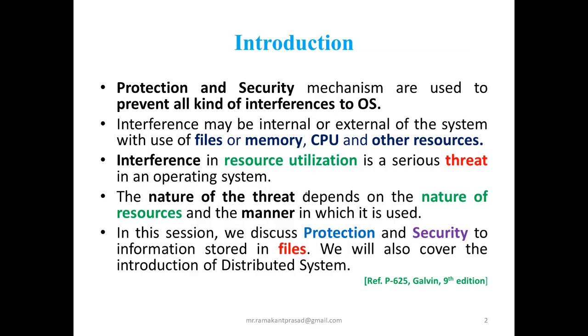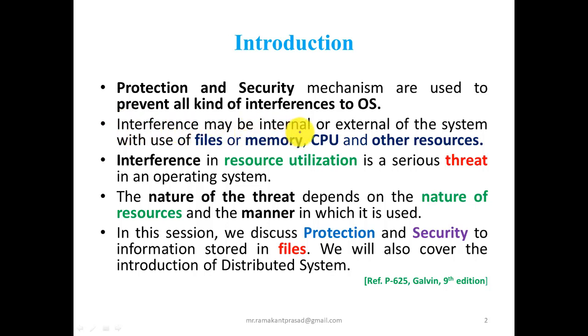So, in the introduction part, we have to define protection and security mechanism. In every modern operating system, the protection and security mechanism are well and precisely implemented to prevent all kinds of interferences. These interferences may be internal or external. If the interference to the operating system is internal, then it comes under protection, and if the threats are external, external means from outside the operating system, we will discuss that in the next slide.